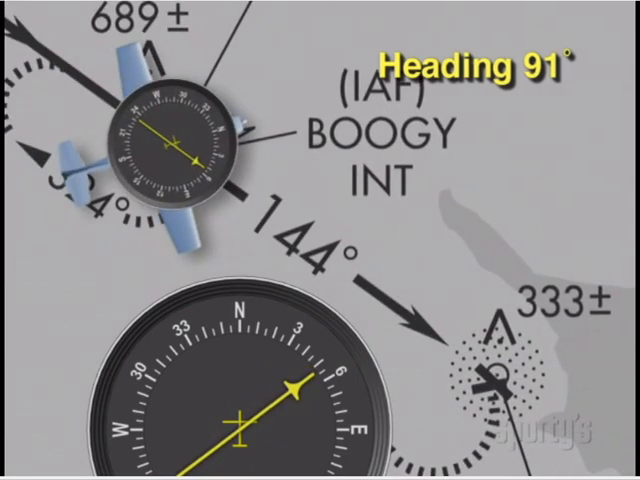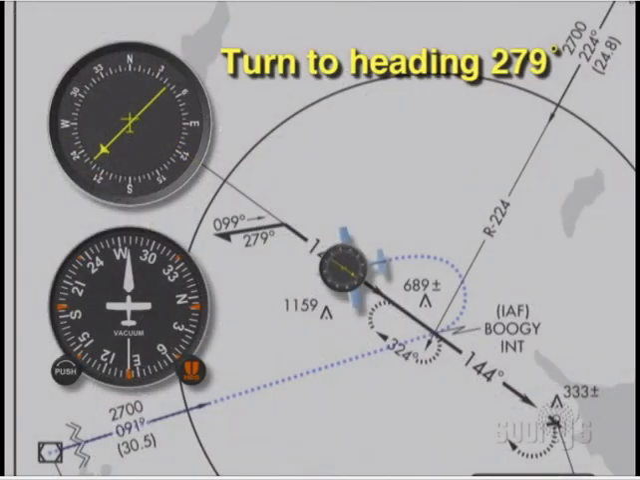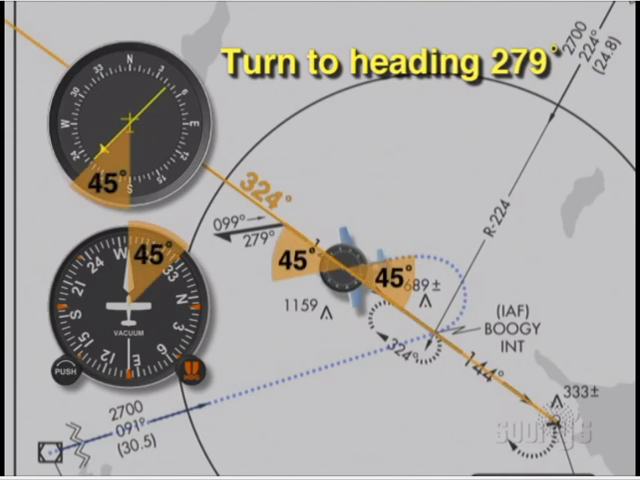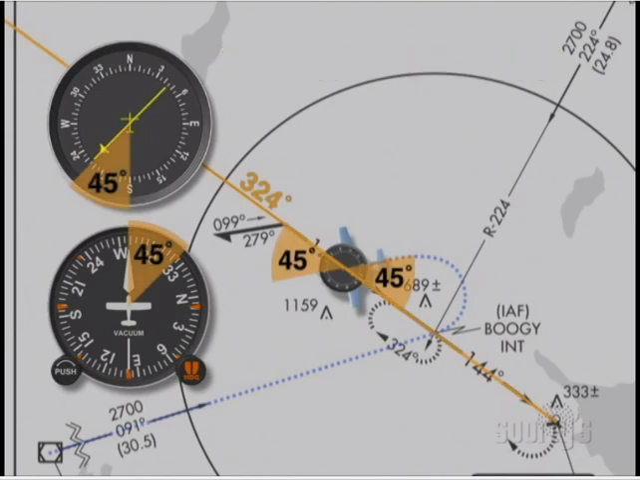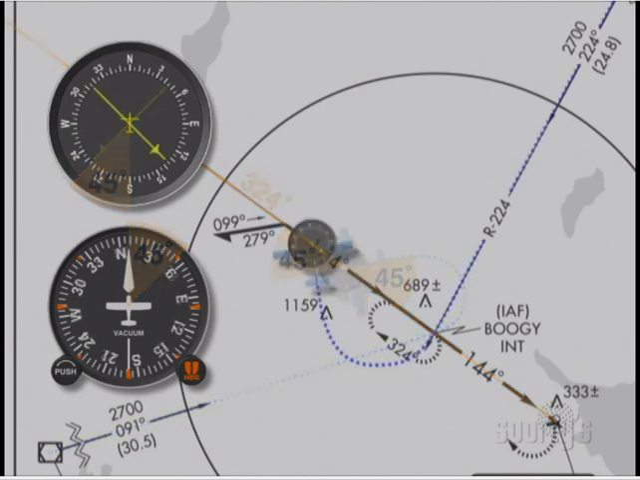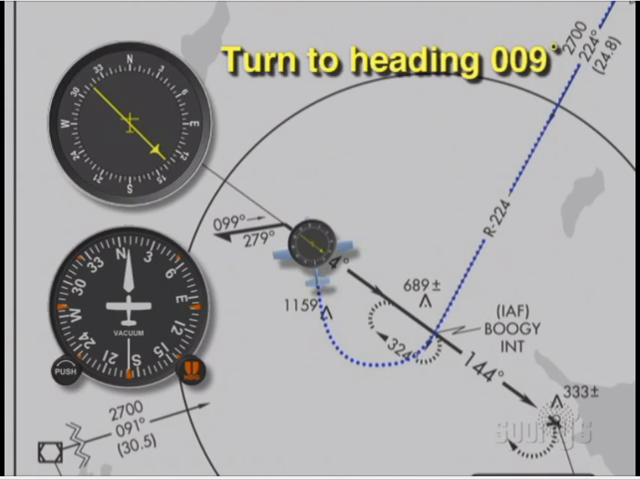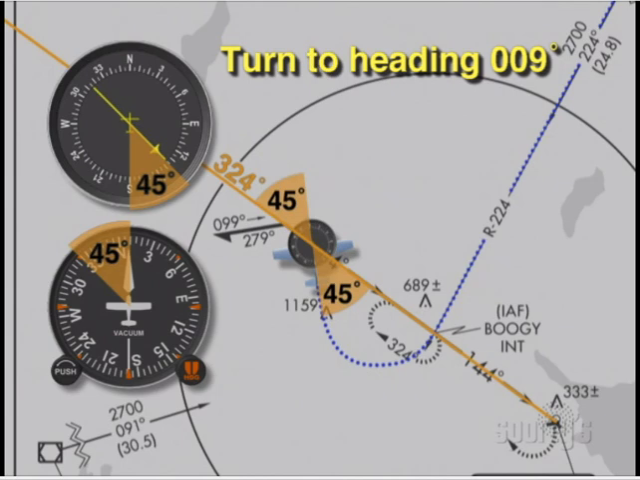After reaching Boogie from Augusta, a left turn to a 279-degree heading will intercept the outbound course at a 45-degree angle. The ADF needle would be 45 degrees left of the tail when the outbound course is intercepted. From Bangor, a right turn to a 9-degree heading would intercept the outbound course when the ADF indicates a bearing of 45 degrees to the right of the tail.